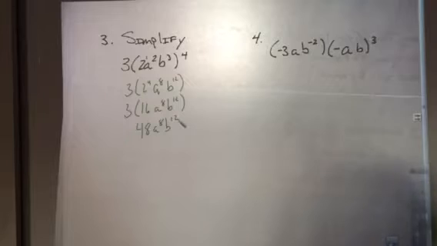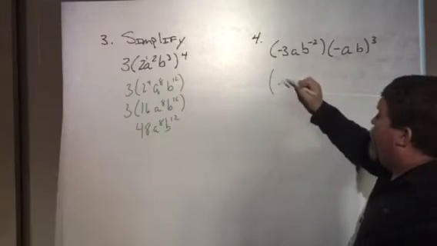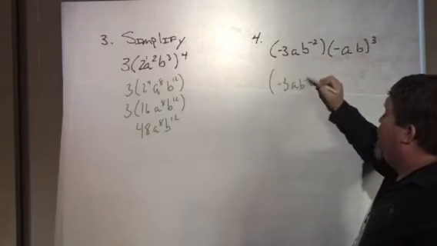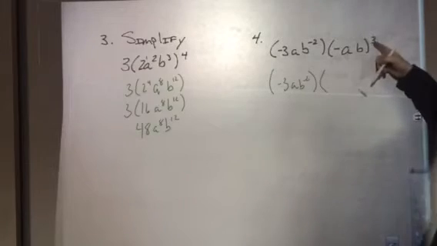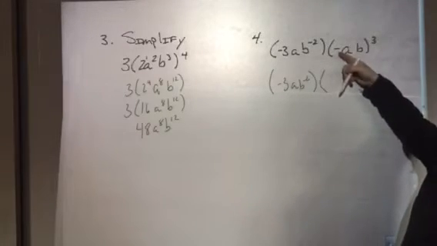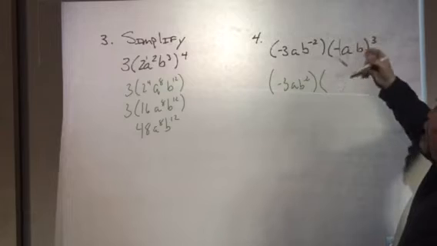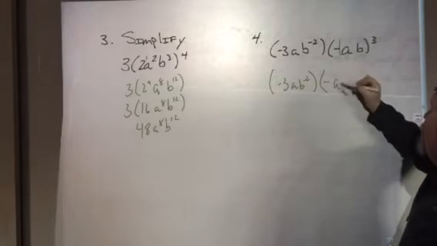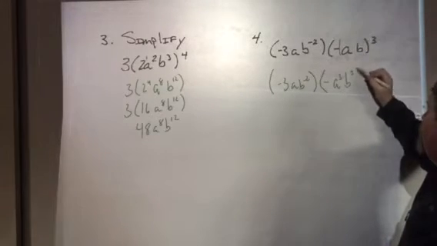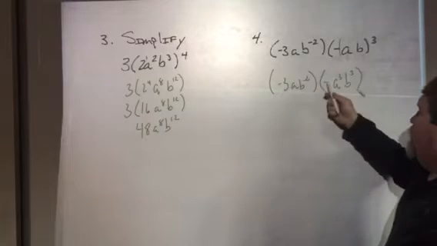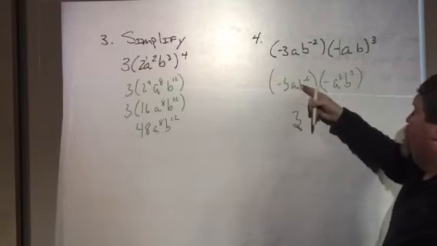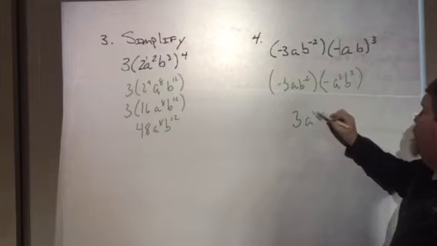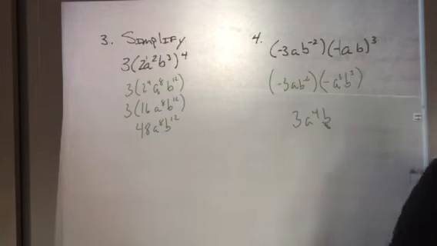On number 4, nothing in the first parenthesis, so we've got negative 3 a b to the negative 2nd. Second parenthesis, we've got power to power. Now this negative is like a negative 1. So negative 1 cubed is still negative 1. a cubed, b cubed. So negative 3 times negative 1 is 3. Multiplying powers with the same base, we had a once, so we get a to the 4th b.